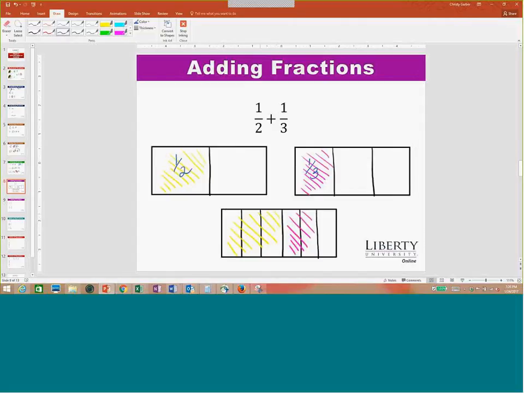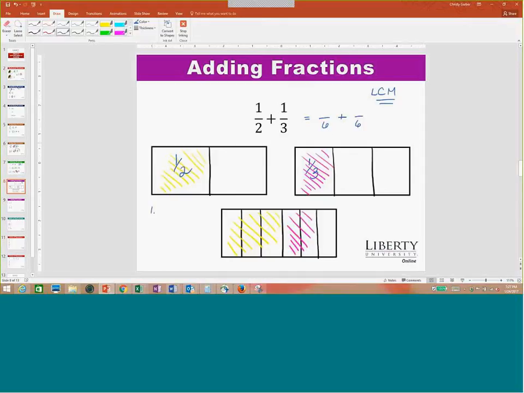I need to divide that rectangle up into something that is the same. It can be halves or thirds, and usually you find the least common multiple of your denominators, the next higher number that both of these denominators will divide evenly into. That seems to be 6. Between 2 and 3, 2 is a factor of 6, and so is 3. That's the least common multiple of 2 and 3. So what we want to do is change these fractions both to have a denominator of 6, so we'll be adding things that are alike.